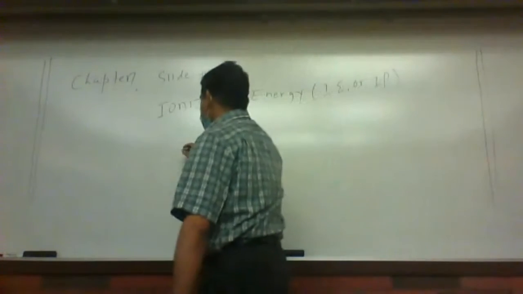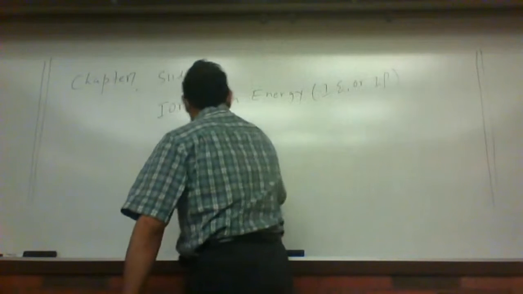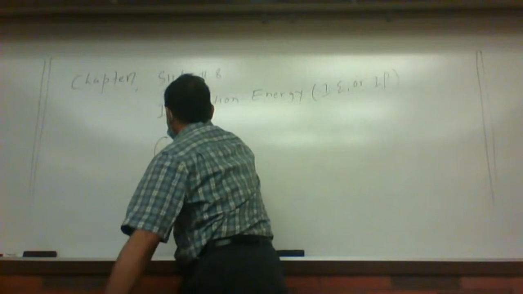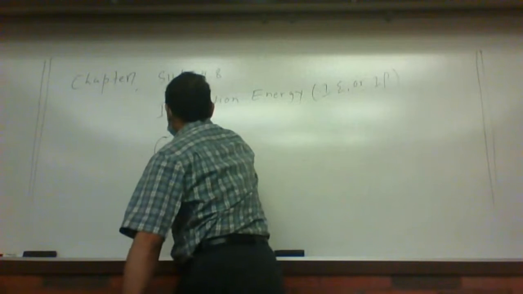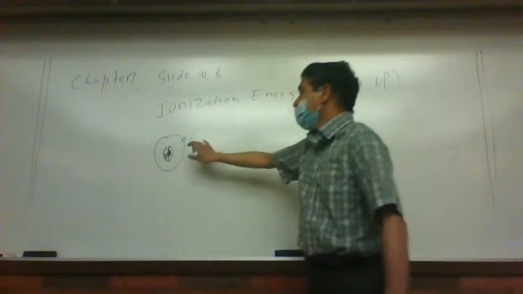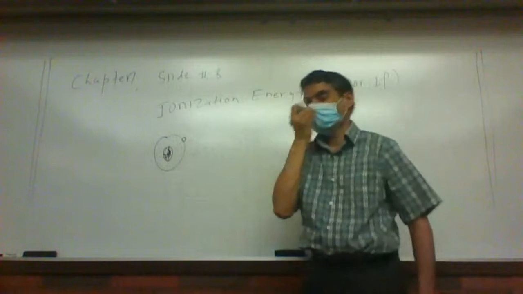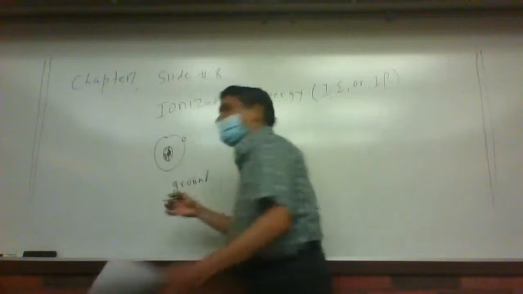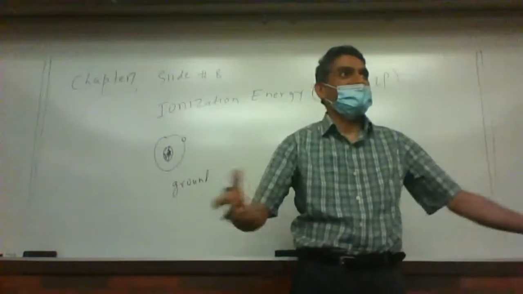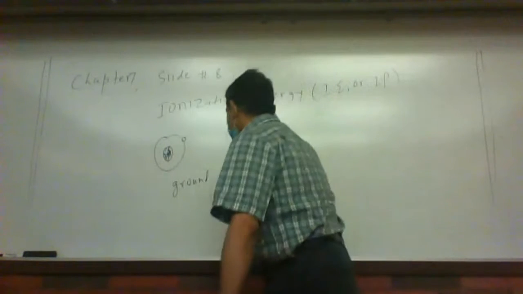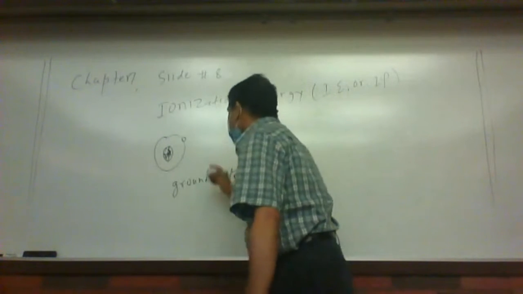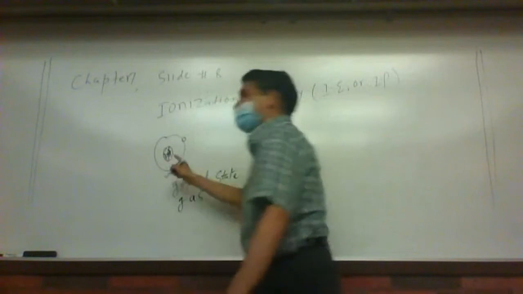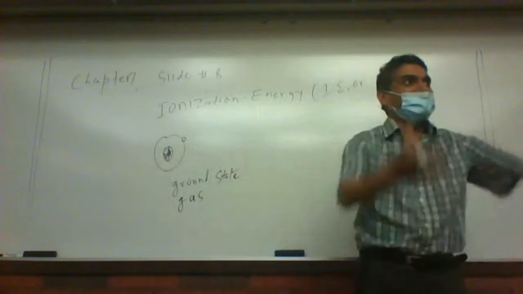You have an atom here, let's say a neutron and proton in the nucleus, and here is the electron. This is in the ground state and is a gaseous atom. Ground state means that it has not absorbed any energy previously, right? It's in the very natural state. It is a gas atom, not a solid atom. It's in the gaseous form.